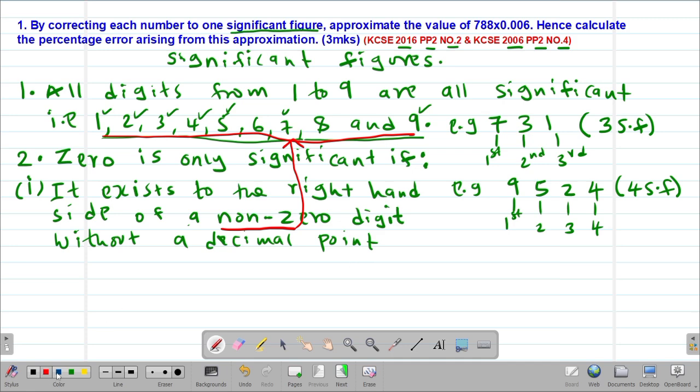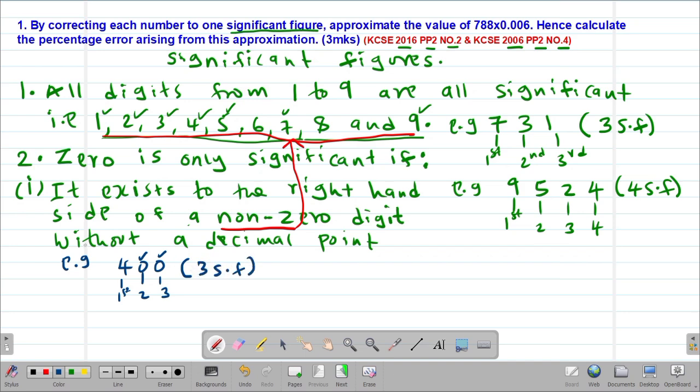Maybe we can give a few examples. For example, if you have a number like 400, then this 0 and this 0 are all significant. The reason being, they are existing to the right hand side of a number without a decimal point. Therefore, this is our first significant figure, this is our second significant figure, this is our third significant figure. Therefore, this particular number is said to be correct to three significant figures.